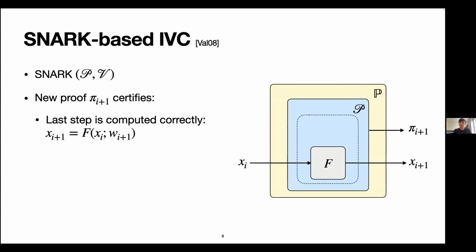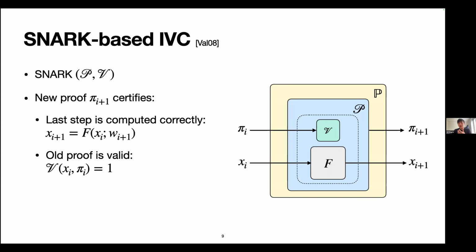In addition to that, it also will prove that the old proof outputted by the previous step of the IVC computation was indeed valid. And by this logic, you can chain these proofs together such that your final proof is implicitly verifying all of the previous proofs. So just to reiterate, the circuit that you're proving not only consists of F, but also the SNARK verifier V represented as a circuit. And we say that this additional circuitry is the recursive overhead. So for SNARK-based IVC, the recursive overhead would just be the SNARK verifier itself.